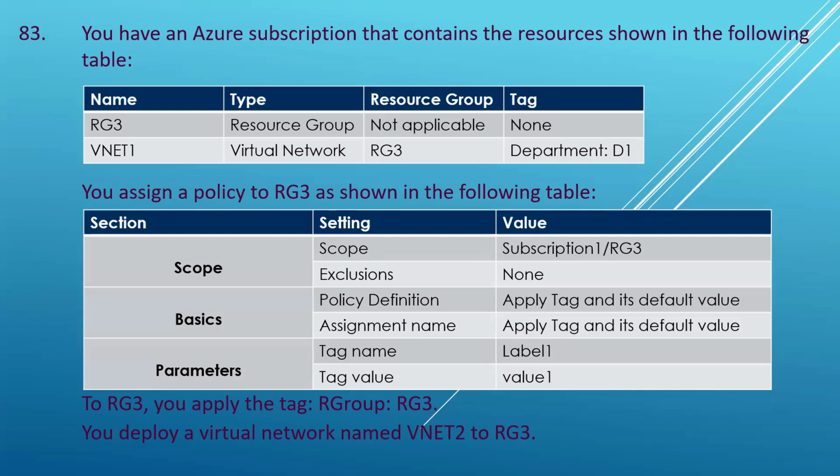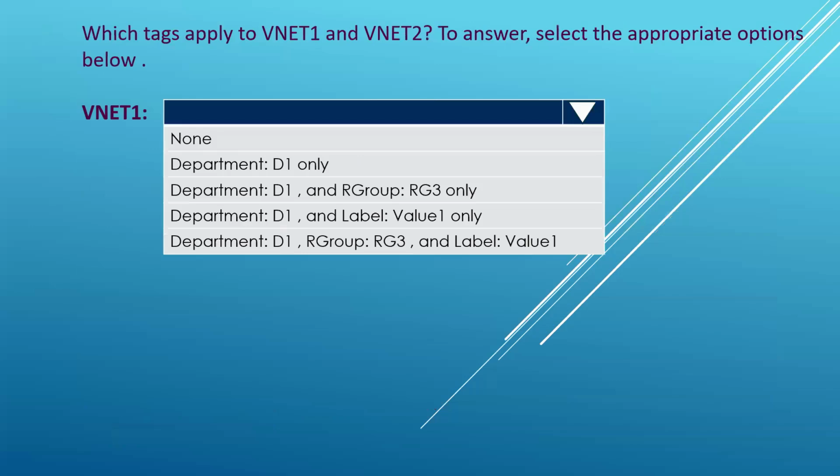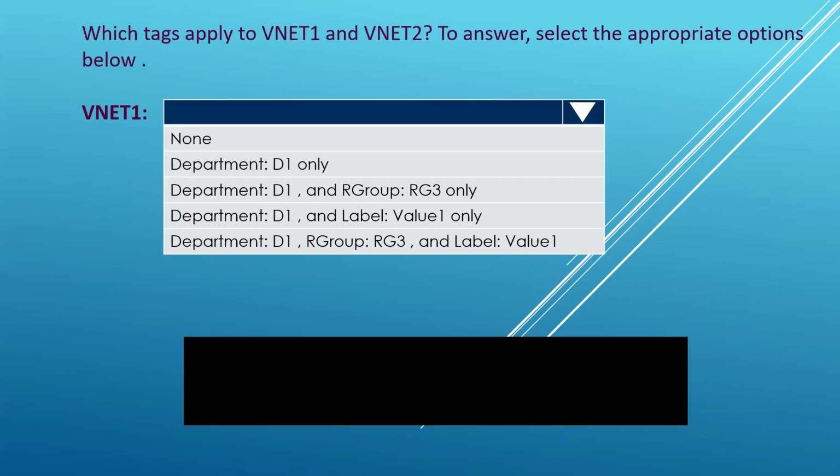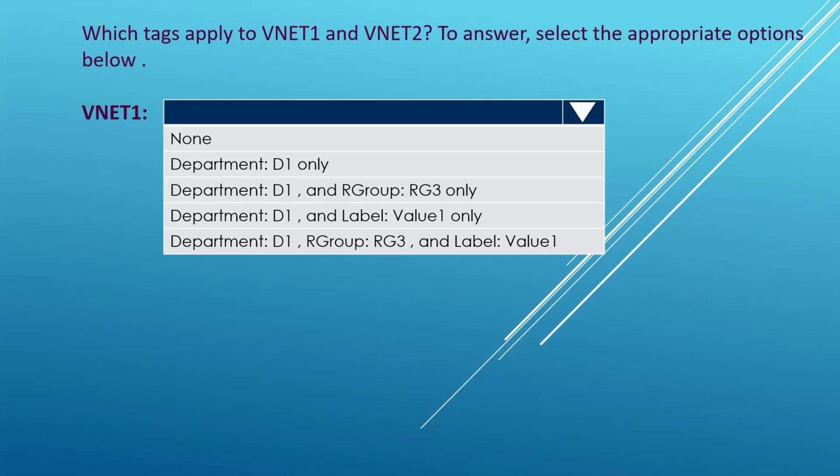You deploy a virtual network named VNet2 to RG3. Which tags apply to VNet1 and VNet2? To answer, you need to select the appropriate options below. Now, for VNet1, you have options as department D1 only, department D1 and R group RG3 only, department D1 and level value 1 only, department D1 R group RG3 and level value 1.